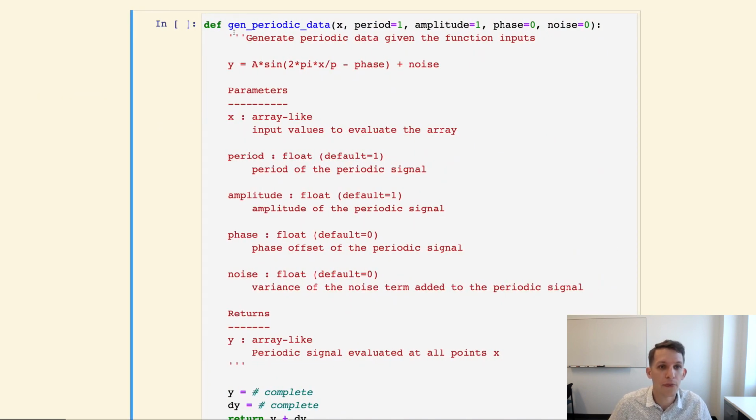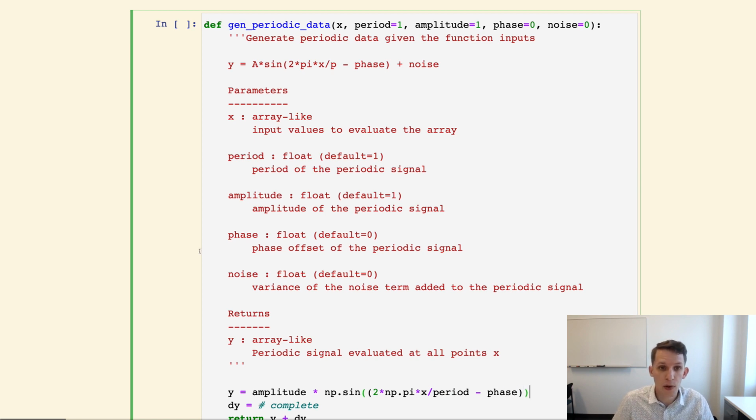All right, so we see here that we have gen_periodic_data, and we have input of x, and then defaults for the period, amplitude, phase, and noise, all of which can be supplied by the user, but they don't need to be. And now we need to complete this function, which we see here at the bottom of this cell. So we know that we want y to be equal to the amplitude multiplied by the sine of 2 pi. So we're going to do 2 times numpy pi multiplied by the input x, divided by p, that's the period, which we are inputting as period, minus the phase, which is just called phase.